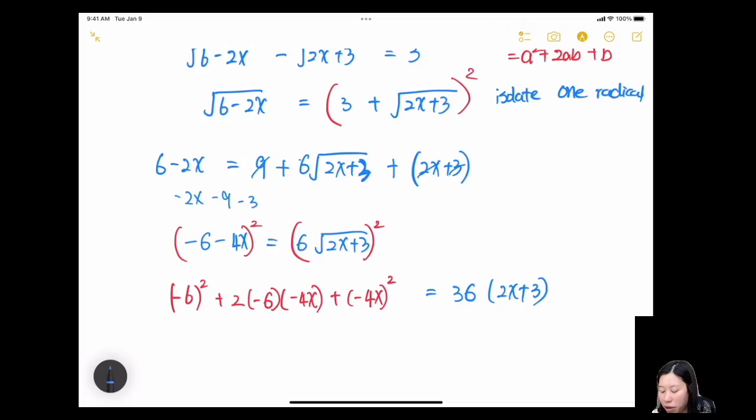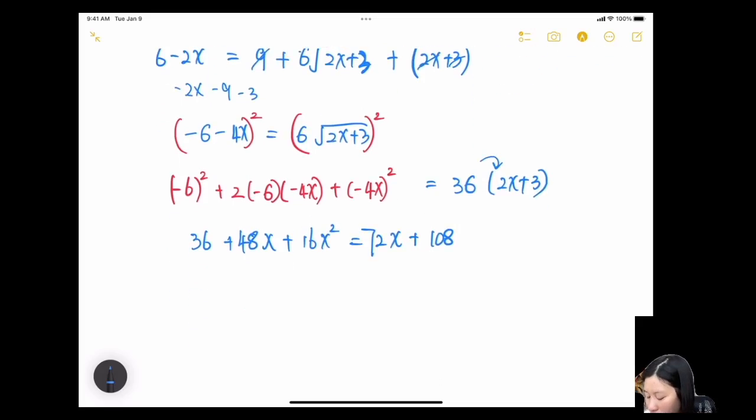Okay, now let's simplify it. I have 36 minus, this has become plus now, 48x plus 16x squared equals to 72x plus 108. And now you want to set the equation equals to 0 so that you can factor it. So now let's set it equals to 0. You subtract 72x on both sides, and then subtract 108 on both sides.